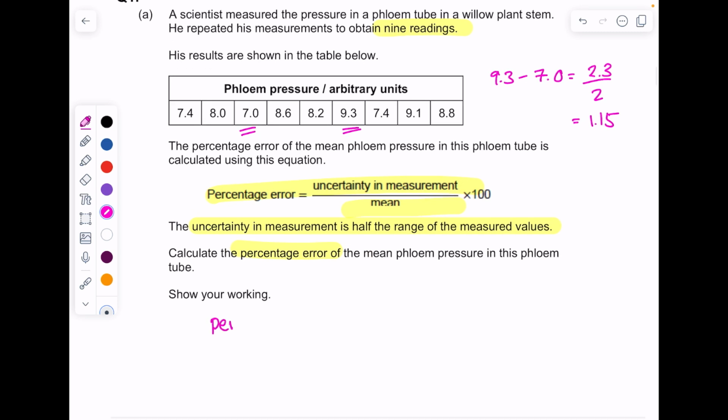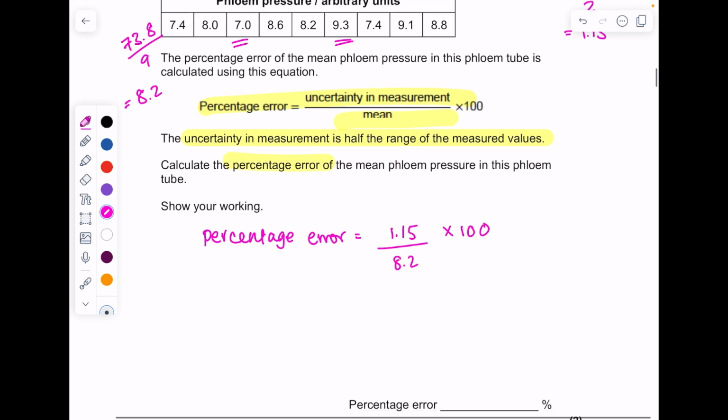So we're nearly there. Percentage error equals uncertainty in measurement, which was 1.15, divided by the mean. So to find the mean, we need to add up all these values and divide them by 9. So the total is 73.8. Divide that by 9 to get a mean of 8.2. Multiply by 100, and your final answer here is 14%.